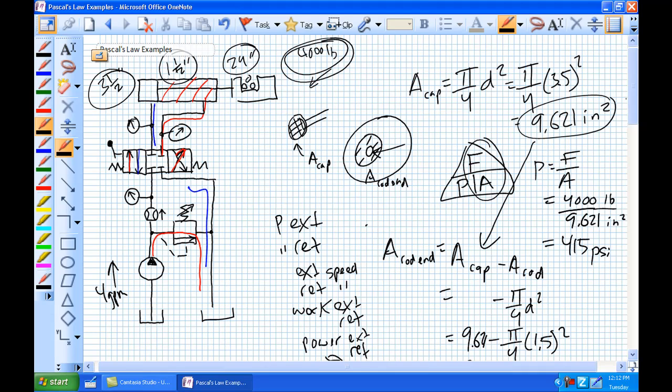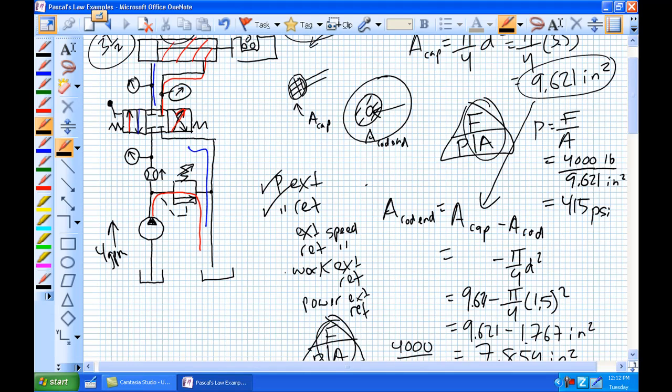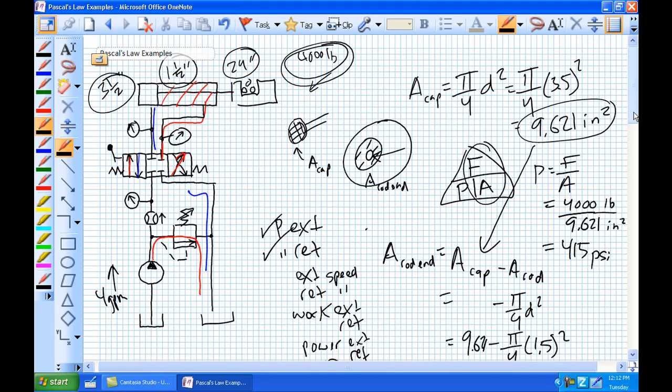Okay? So we already figured out pressure at extension and pressure at retraction. Let's go ahead and skip right to work on extension and work on retraction.